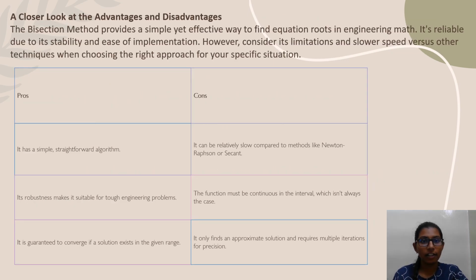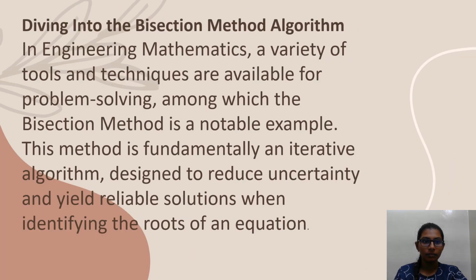The pros and cons of the bisection method. There are some advantages and disadvantages. In engineering mathematics, a variety of tools and techniques are available for problem solving, among which the bisection method is a notable example. This method is fundamentally an iterative algorithm designed to reduce uncertainty and yield reliable solutions when identifying the roots of an equation.